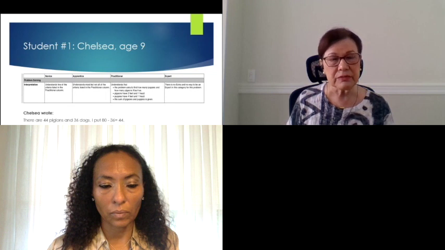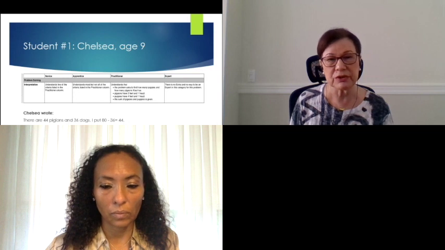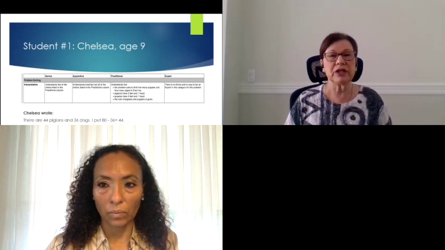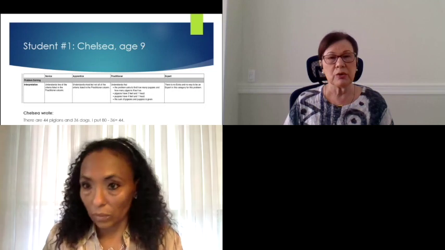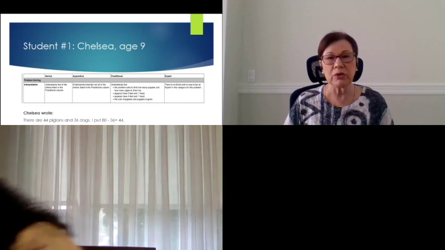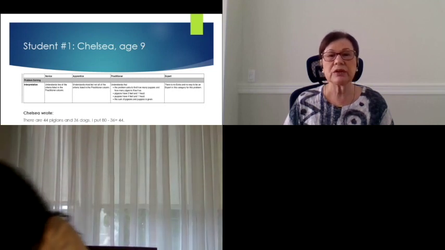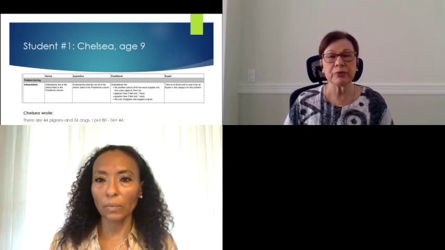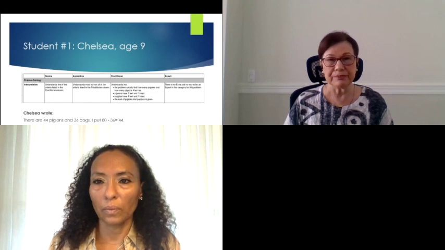And here's Chelsea's. This is Chelsea's sample of student work. There are 44 pigeons and 36 dogs. I put 80 minus 36 equals 44. So now our teacher candidates in the methods courses were asked to go into their small groups and look at Chelsea's work and rate Chelsea's work with the rubric that the teacher candidate used.